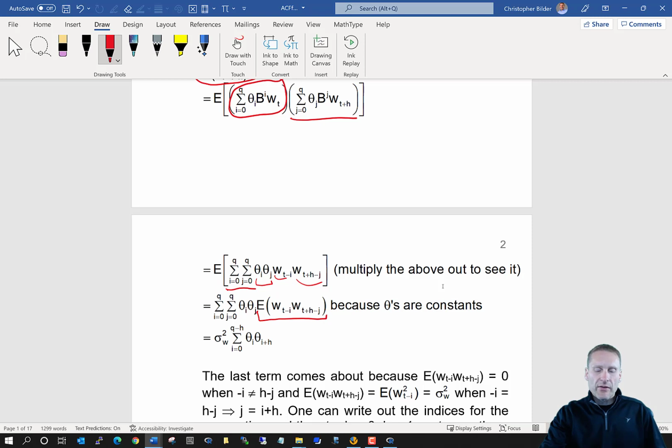Now, with respect to this expectation, the only thing that we are concerned about in terms of non-zero values is when these subscripts match up. We've seen something like this before. And so, again, you could look at specific cases, let's say q equal 1, q equal 2. You can see the patterns that form. And then when these subscripts match up, we get a sigma squared w. And we're left with, in terms of the summation now, the sum from i equals 0 to q minus h, theta sub i times theta sub i plus h.